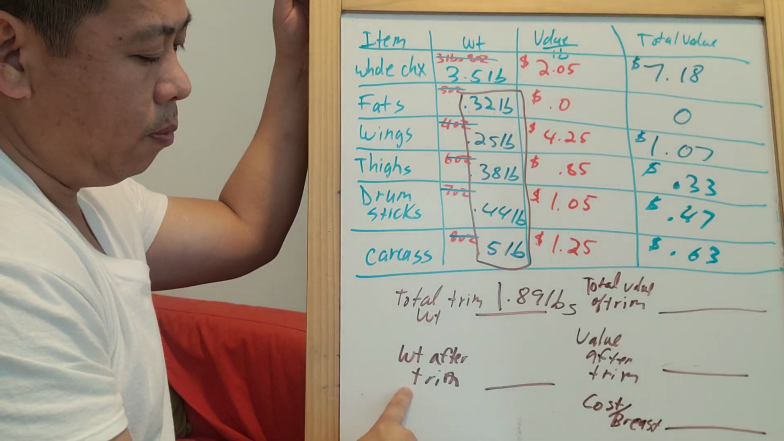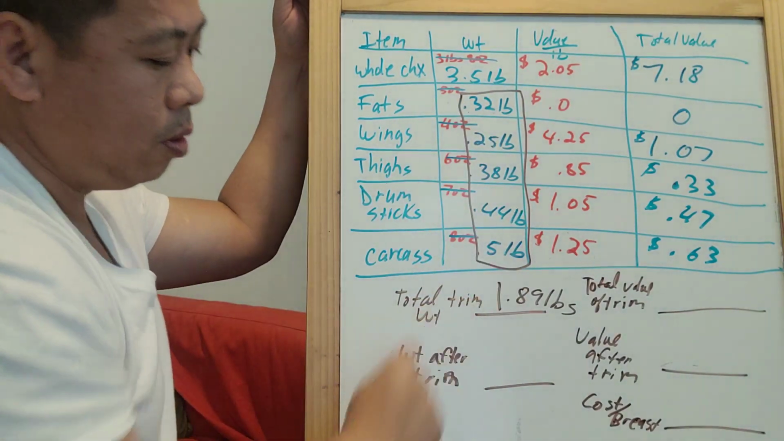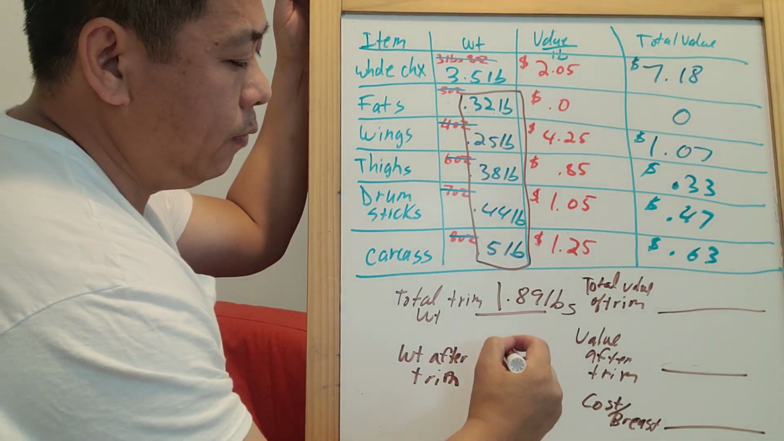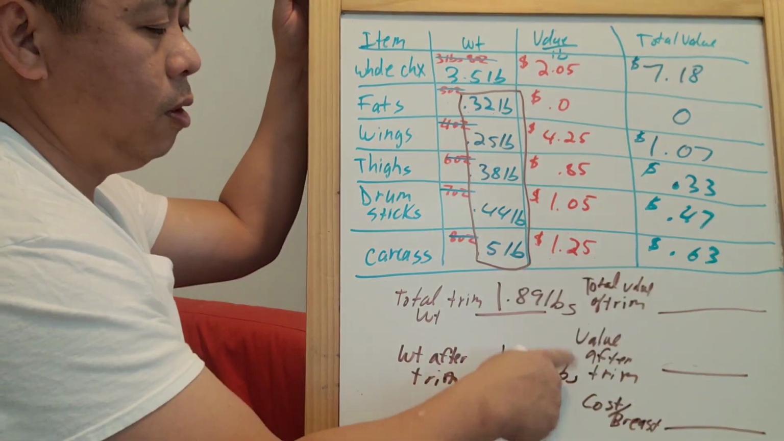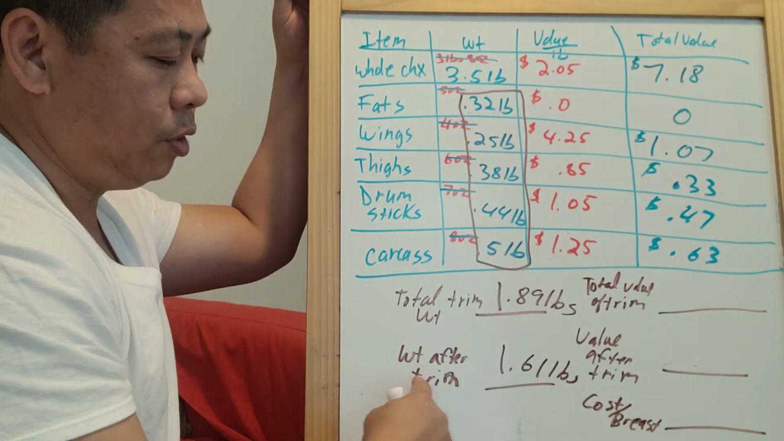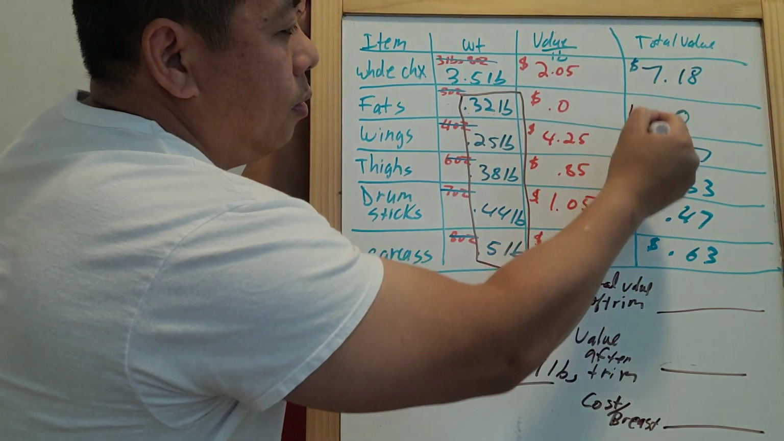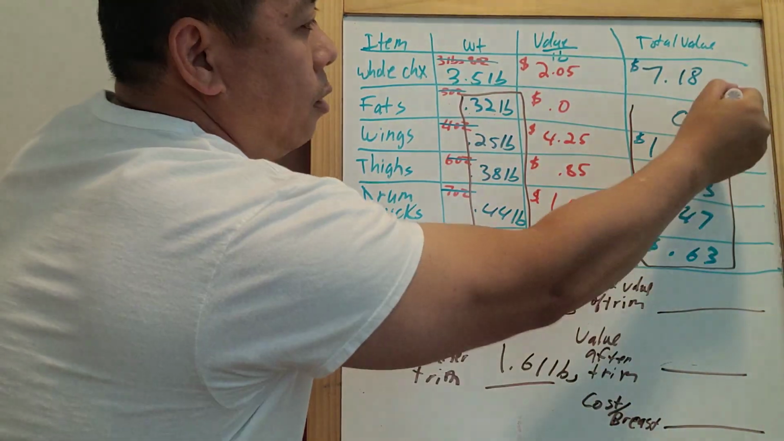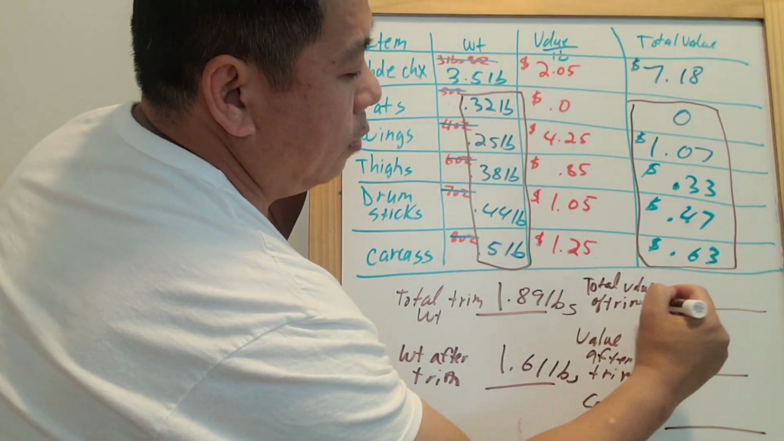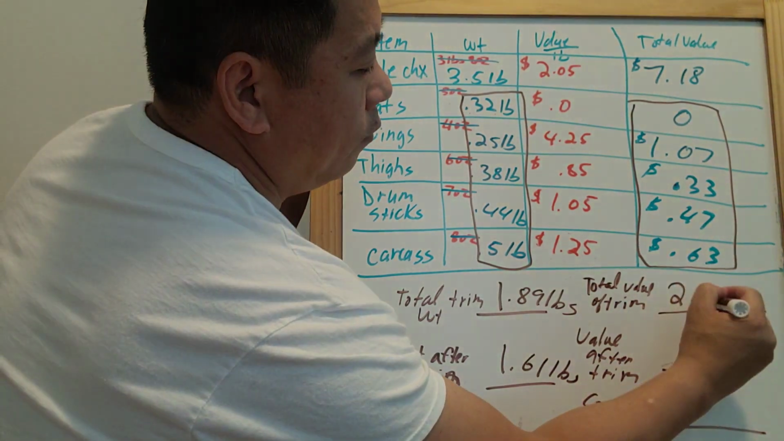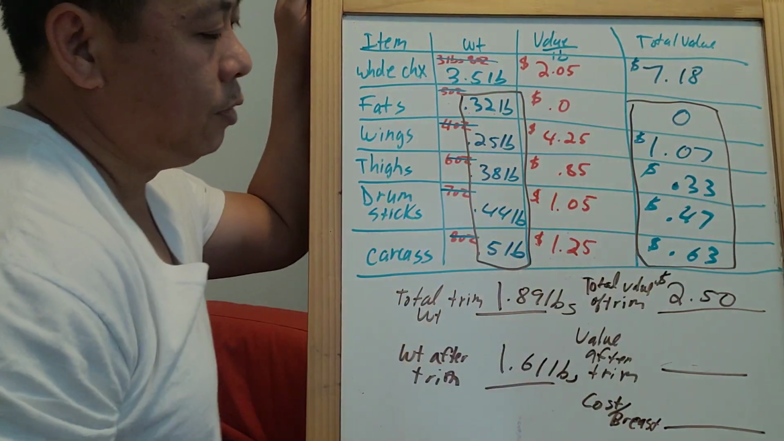So to get the weight after trim, you take the total weight, 3.5 minus 1.89, which gives you roughly 1.61 pounds. We assume all this weight here is your chicken breast, but now we have to figure out the value. So the value of our trim is all of this here added together. That gives you the value of the trim: $2.50. When you add this up, it's $2.50.